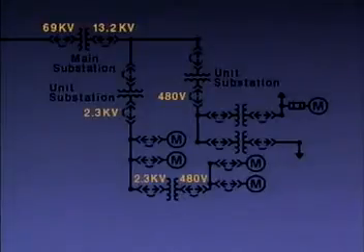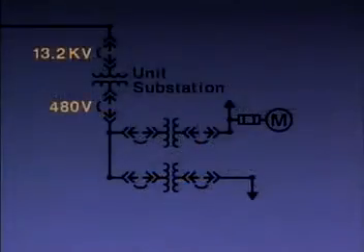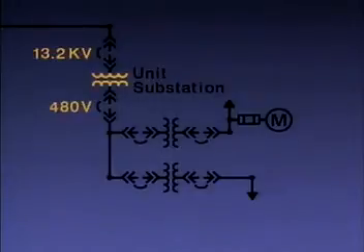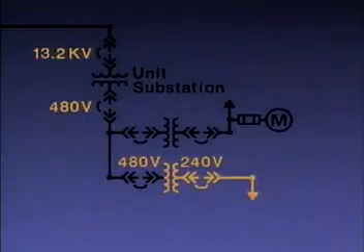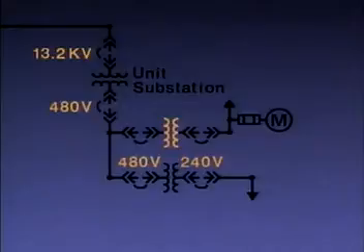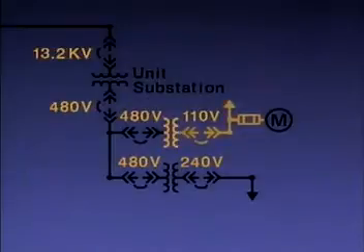Now that we've looked at the 2.3 kV bus, let's do the same for this 480 volt bus. As you can see, a transformer reduces the distribution voltage, 13.2 kV, to 480 volts. The 480 volt bus provides electric power to 2 transformers. One of the transformers reduces the voltage from 480 volts to 240 volts for a lighting circuit, which powers the lights in the area. The other transformer reduces the voltage from 480 volts to 110 volts for a circuit that supplies several 110 volt loads in the area.